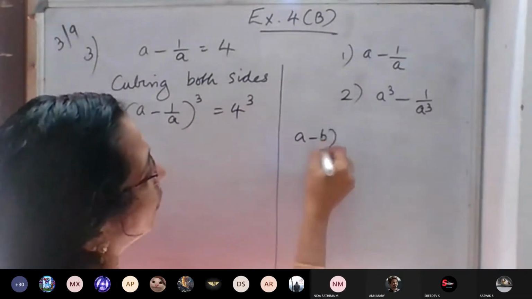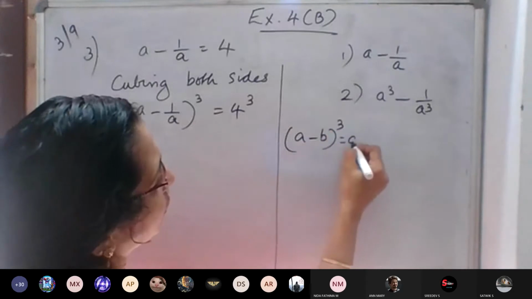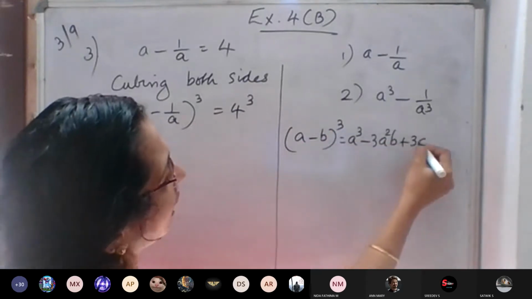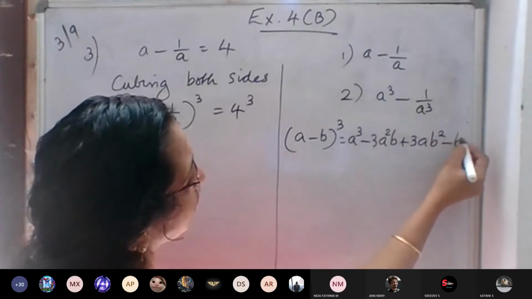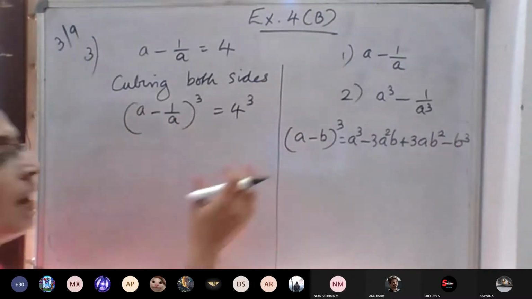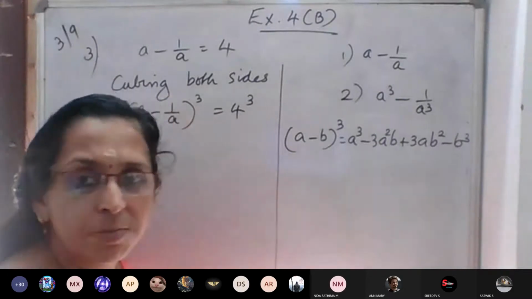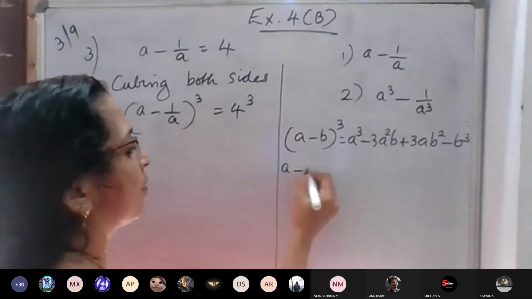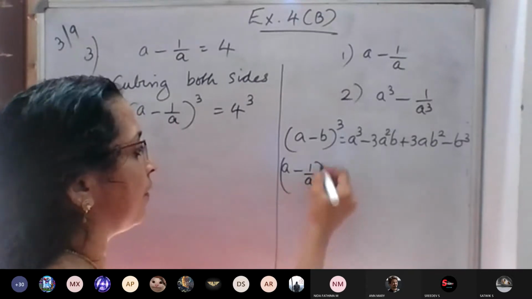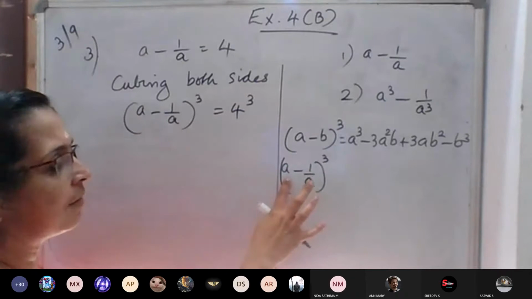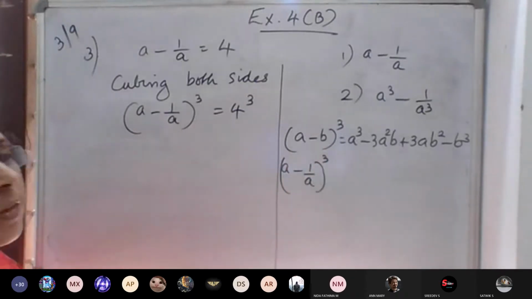A minus B the whole cube, which is equal to A cube minus 3A square B plus 3AB square minus B cube. If you don't want to study A minus 1 by A whole cube, study A plus B whole cube and A minus B whole cube and do it in the working column. That is better. If you are getting confused, instead of A we can write A itself, and instead of B, 1 by A.